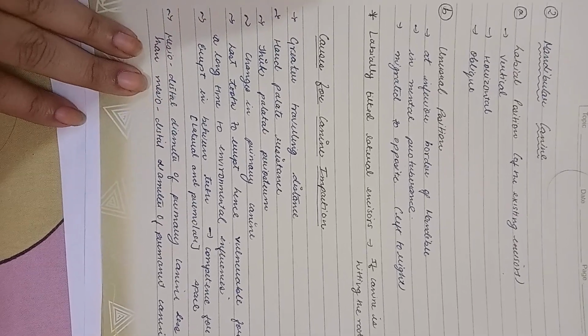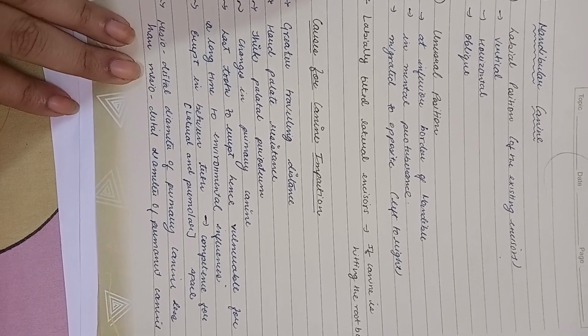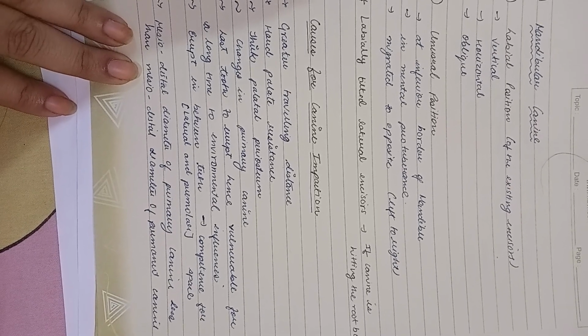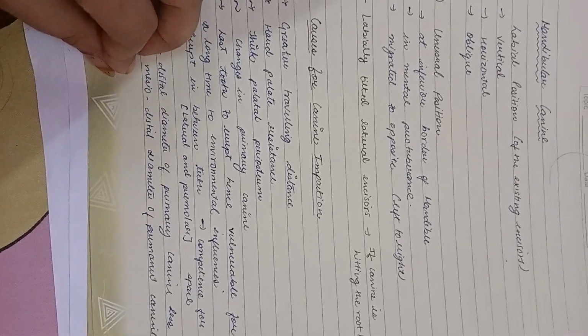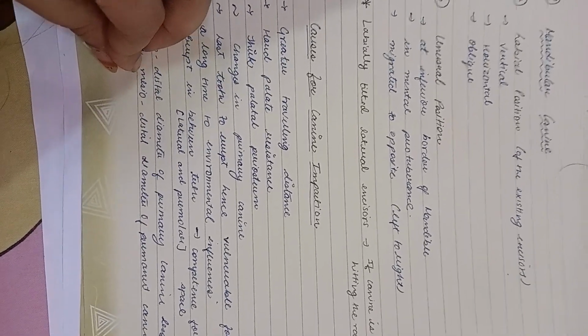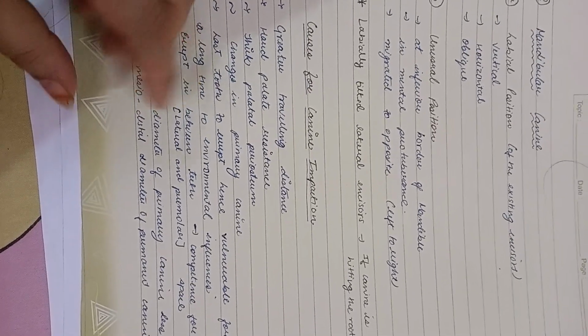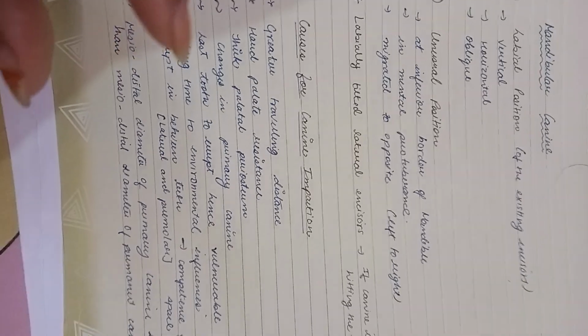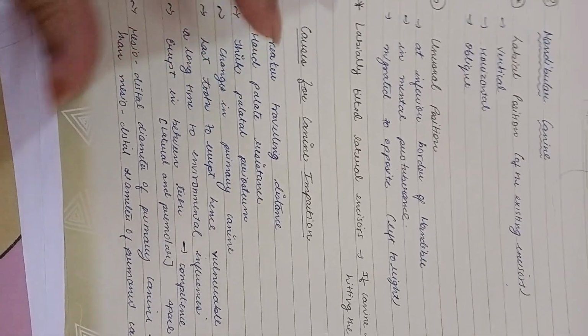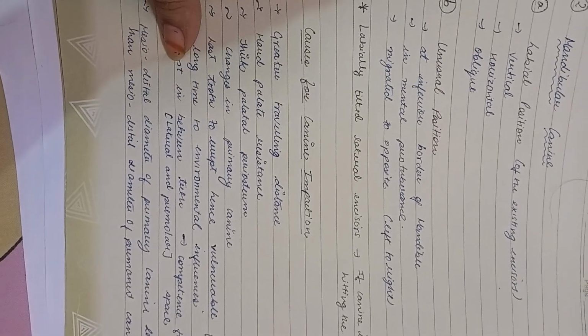Mesiodistal diameter of primary canine is less than the mesiodistal diameter of permanent canine, which means the space is there but the space for the permanent canine is less, because the mesiodistal diameter of primary canine is less than the mesiodistal diameter of permanent canine. Okay, these are the causes.